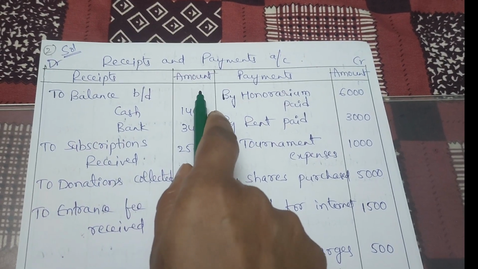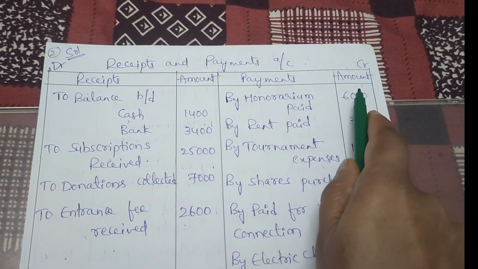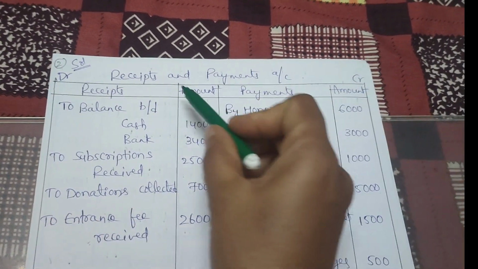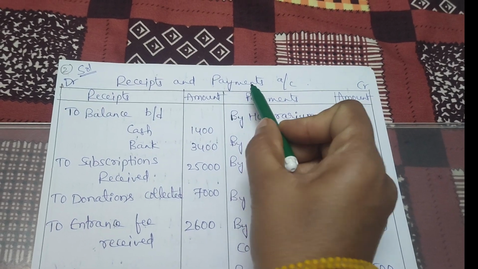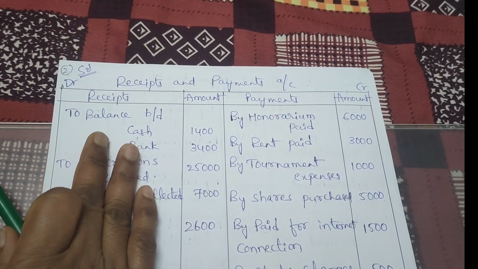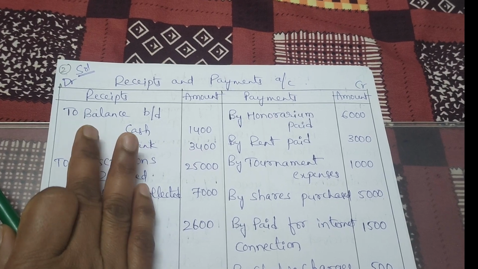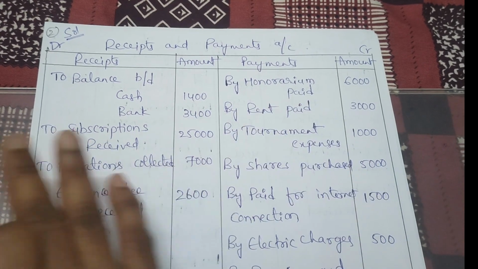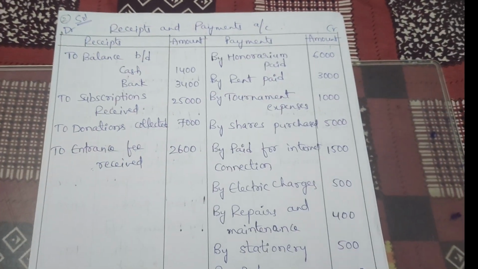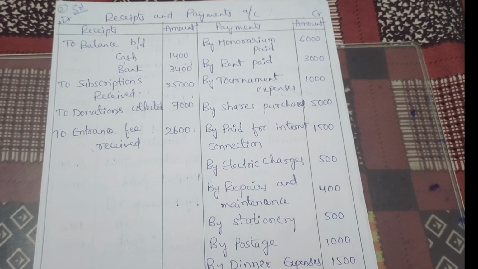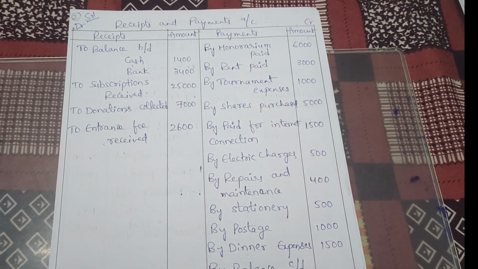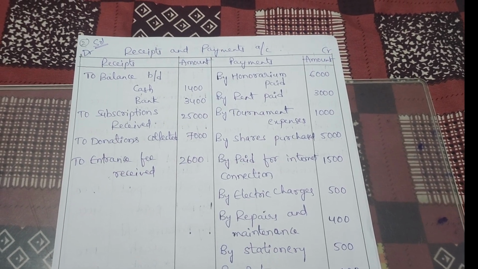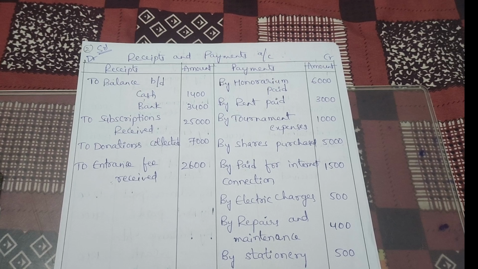Receipts amount, payments amount, and we should write DR, CR. So on the top, receipts and payments account, and on the debit side items we are going to write, and credit side items we are going to write on the credit side. So these are the columns for receipts and payments account. After drawing columns, we have to look into the question, see the items and record them in the proper place.